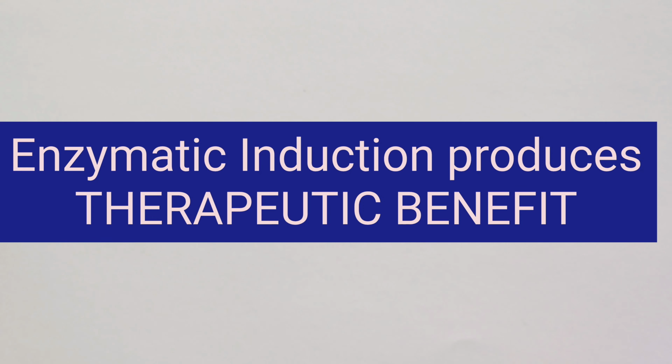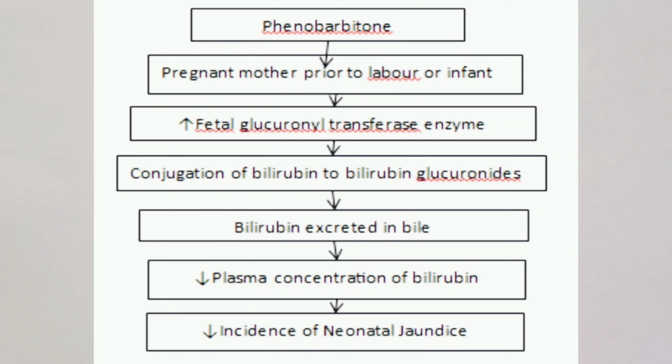Enzymatic induction can also produce therapeutic benefit. For example, phenobarbital is useful for the management of neonatal jaundice. Phenobarbital can be given to the pregnant mother 7 to 14 days prior to labor or to the infant soon after birth to induce fetal hepatic glucuronyl transferase enzyme, which conjugates bilirubin to bilirubin glucuronides. Bilirubin glucuronides, which is a conjugated form of bilirubin, is excreted in bile. This leads to a reduction in plasma concentration of free bilirubin, thus reducing the incidence of neonatal jaundice.